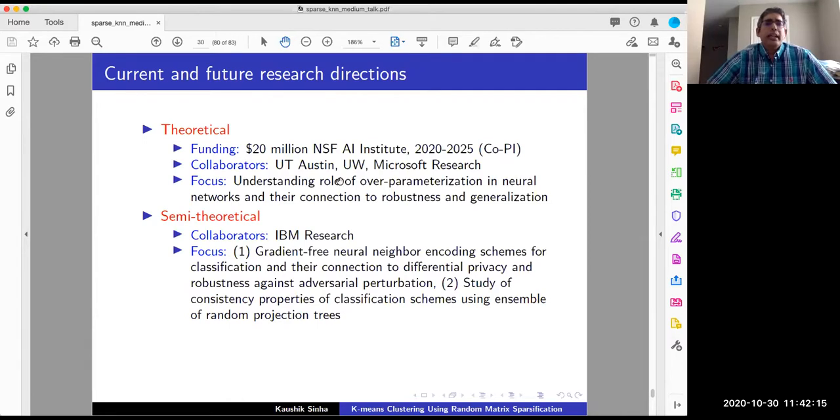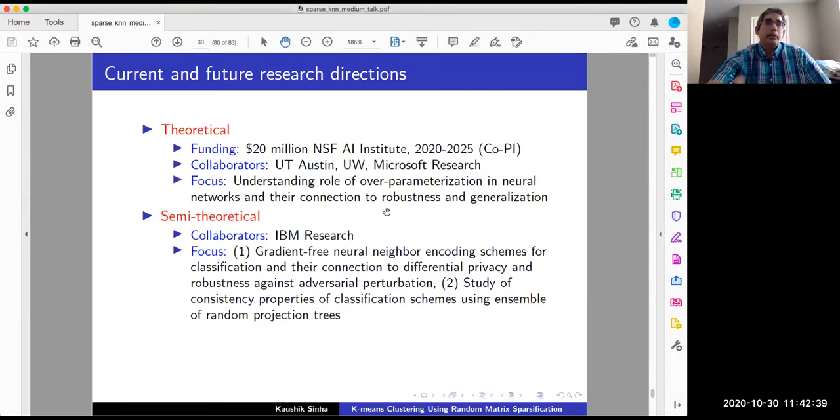For the next 1.5 years or so, our focus is to understand the role of over-parameterization in neural networks, because in recent years it has been observed that over-parameterized neural networks work really, really well, and they have the amazing ability that even random label noise, they can fit it very well.